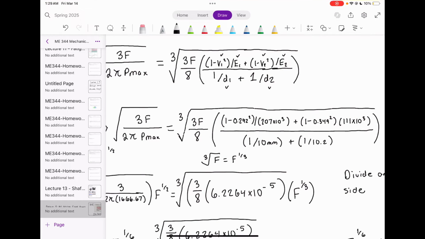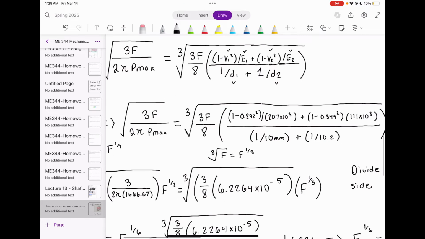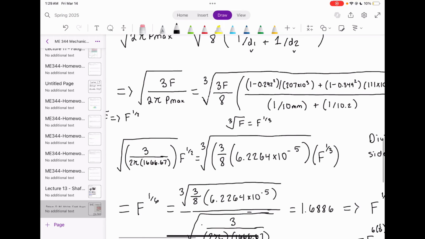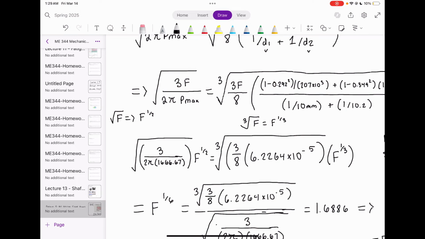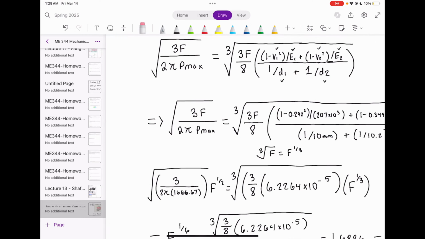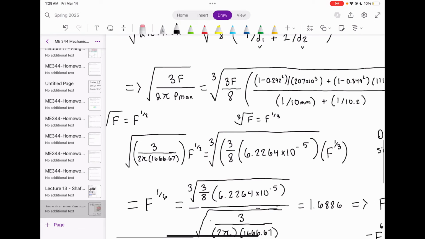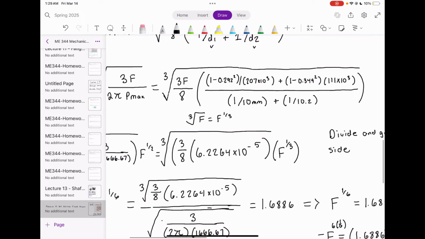So once I plugged everything in on the right side, all the values that I needed, then I came down here. And to make this easier, we obviously see that the F is in the square root. So we know that the square root of F is going to equal F to the 1/2. So you can pull that out and put it in the front to make it easier to solve for F in the problem statement. And we can also do the same thing for this one because we also know that the cube root of F is equal to F to the 1/3.